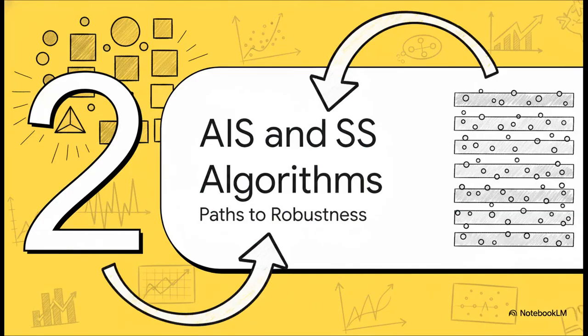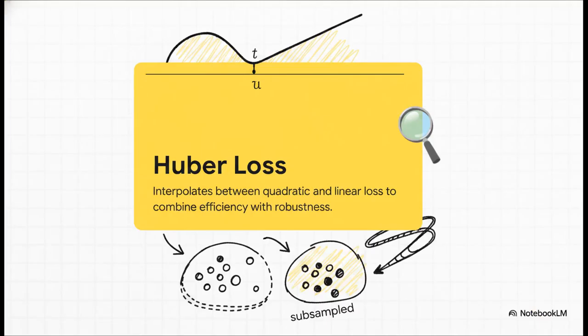So, with that intense motivation established, let's jump into section 2, proposed algorithms, where we introduce our two novel mathematical solutions, AIS and SS. To really grasp how our methods work, we first need to define the bedrock they are built upon, the Huber loss. The beauty of the Huber loss is how it perfectly interpolates between quadratic laws for small residuals and linear laws for large ones. The exact transition point there is governed by a robustness parameter, tau.